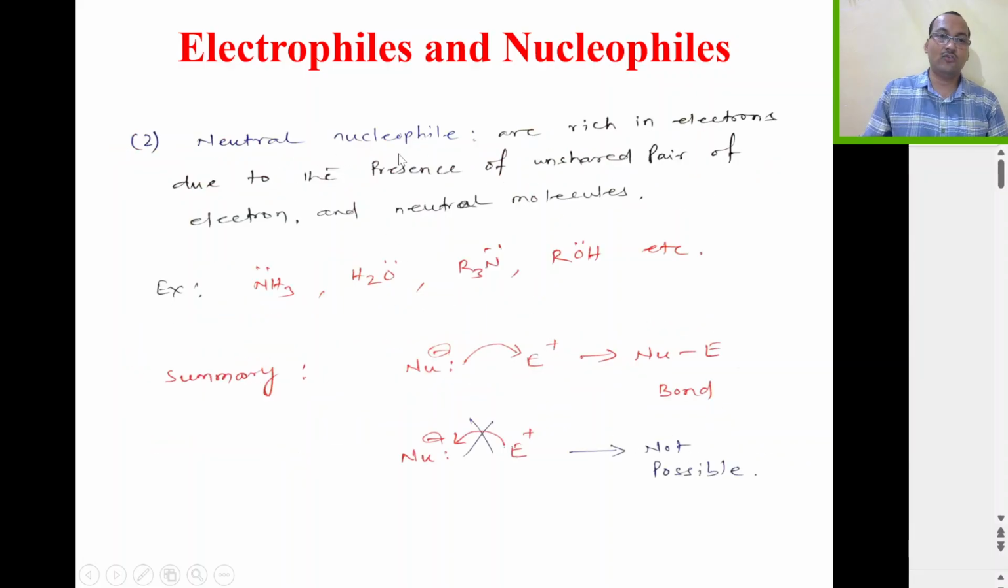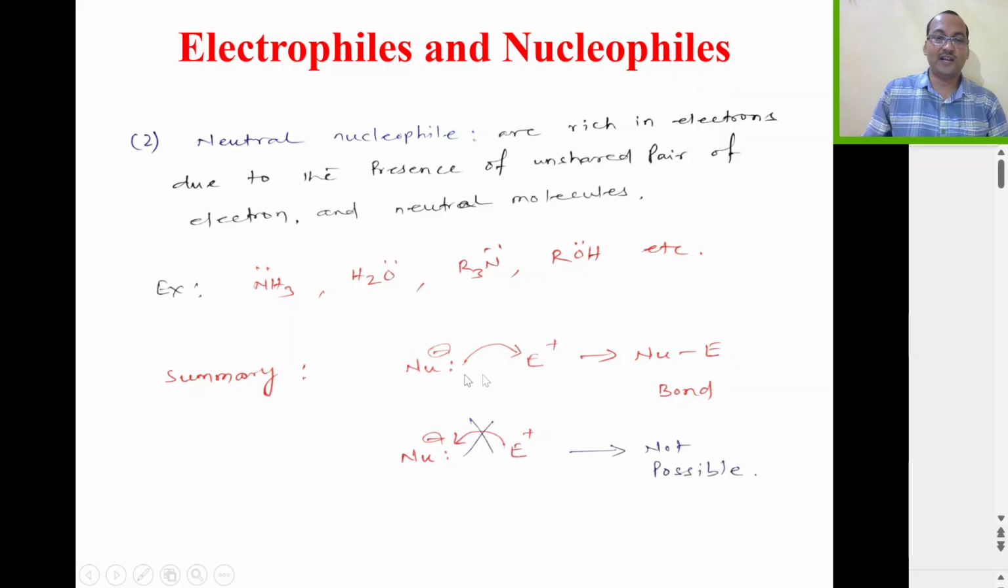Similarly, there are also neutral nucleophiles, which are rich in electrons due to the presence of an unshared pair of electrons, and are neutral molecules. Examples: ammonia, water, amines, and alcohols. So they have a pair of electrons. These are neutral molecules. So in summary, nucleophile is electronically rich.